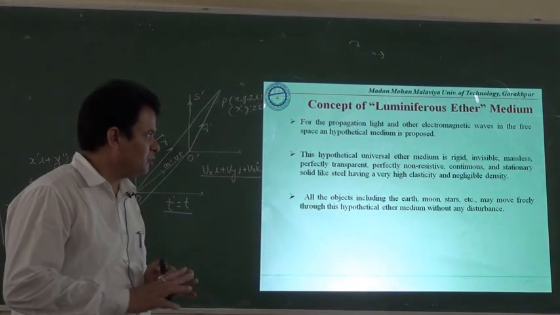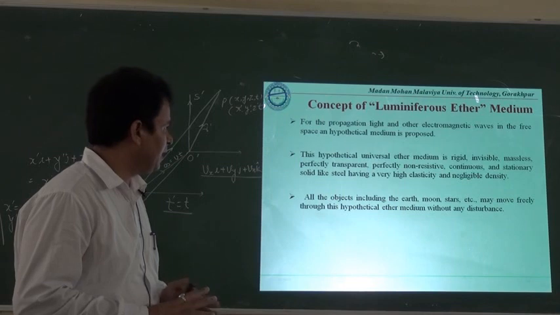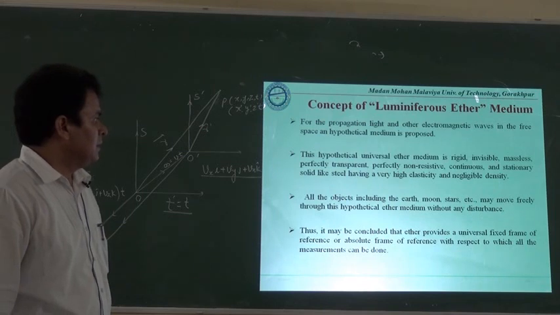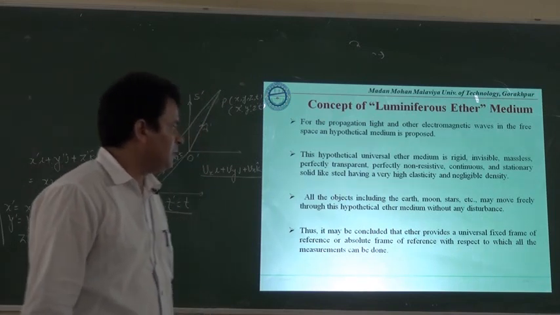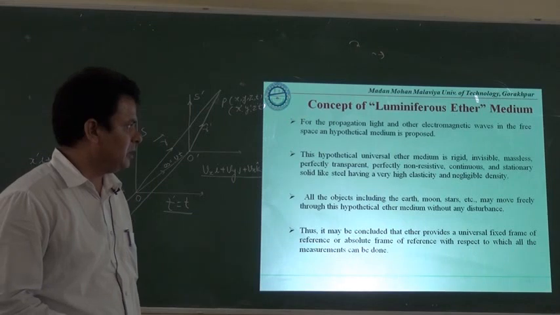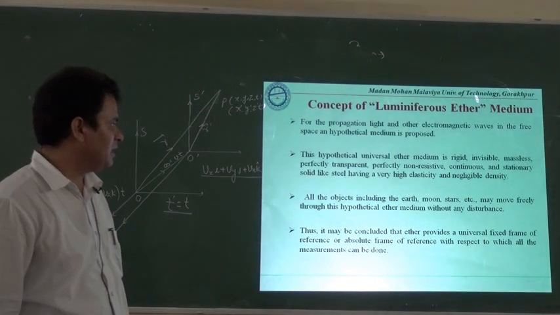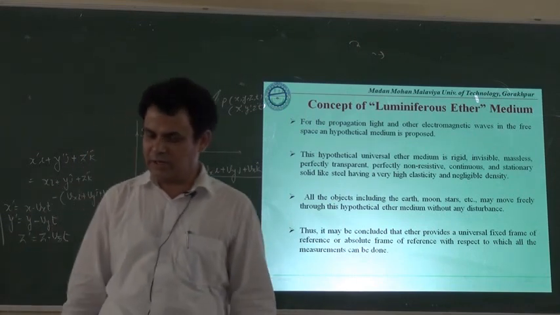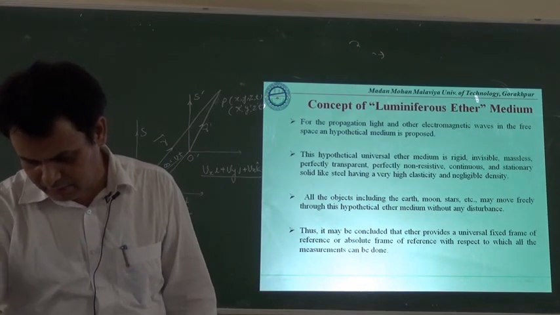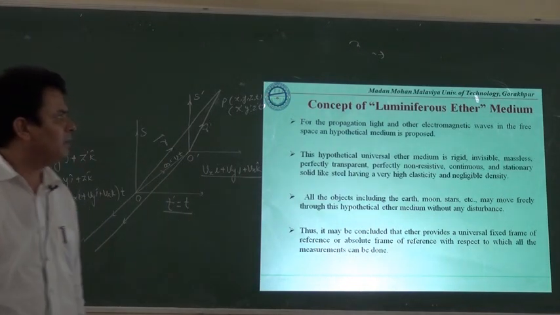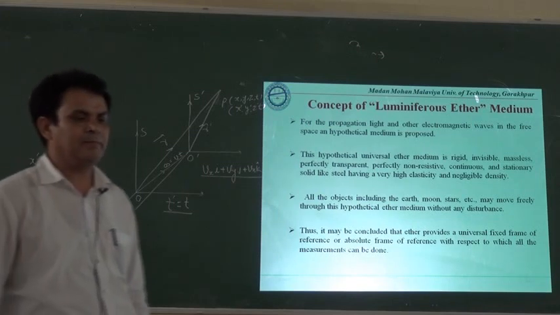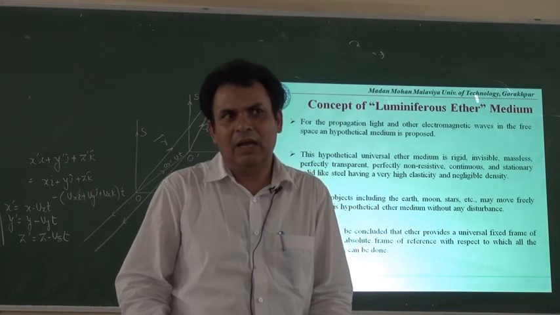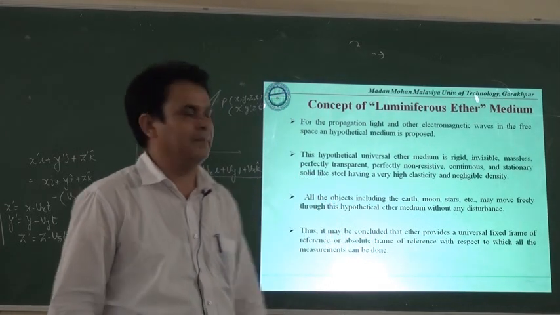All the objects including the earth, moon, stars, etc. may move freely through the hypothetical ether medium without any disturbance. Thus, it may be concluded that ether provides a universal fixed frame of reference, or absolute frame of reference, with respect to which all measurements can be done. It was suggested by the scientists, but very soon, when it was analyzed by another group of scientists, a different situation was observed.